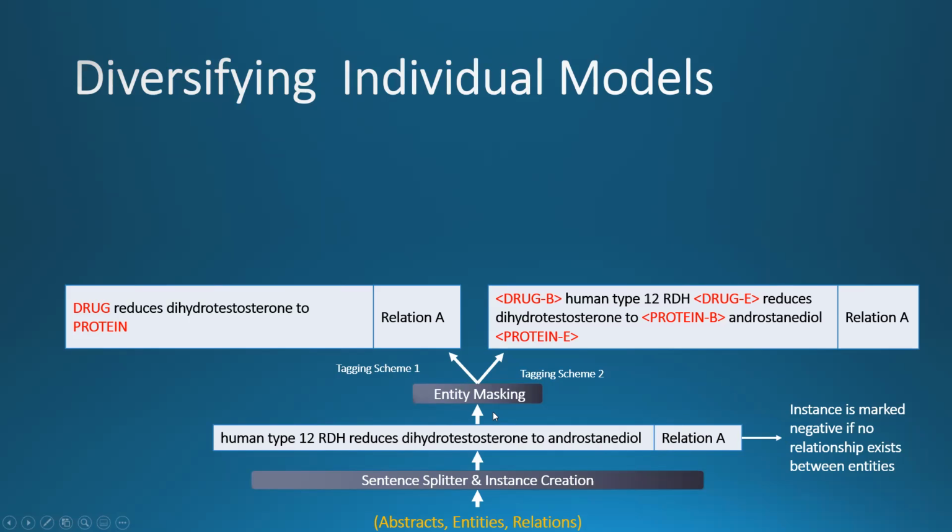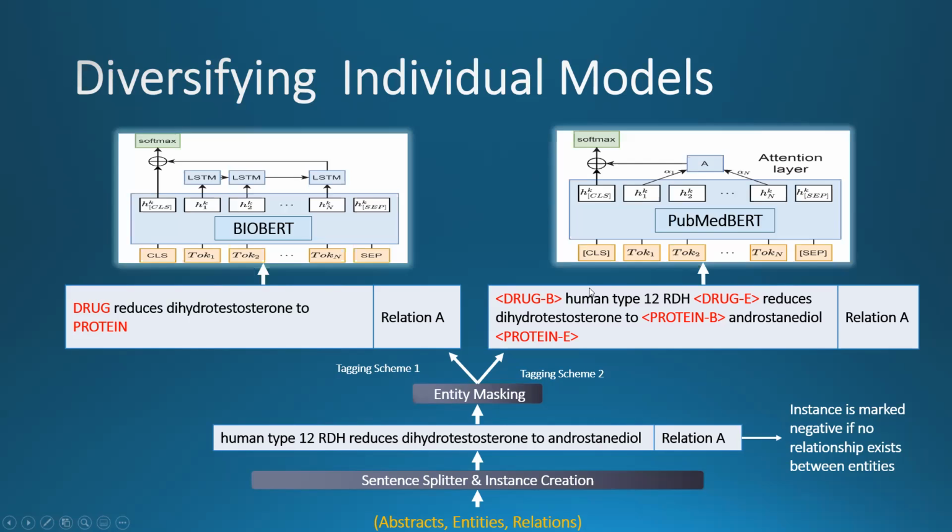Then we apply the entity masking in two different ways. On the left side, we anonymize the target entities using predefined tags. And on the right side, we directly insert the start and end entity markers. Then we feed these instance relation pairs into a BERT variation. Overall, we addressed the relation extraction problem as a multi-class classification problem.